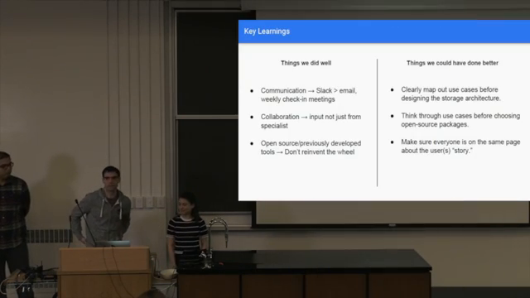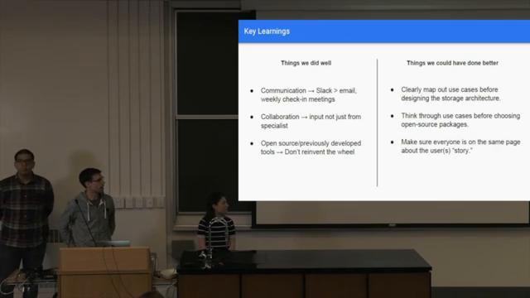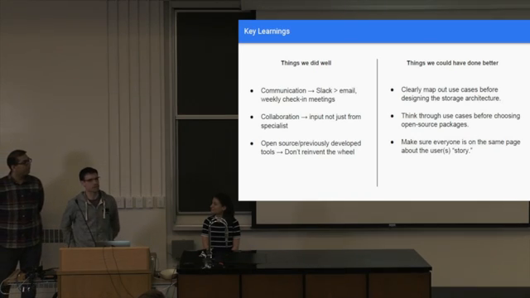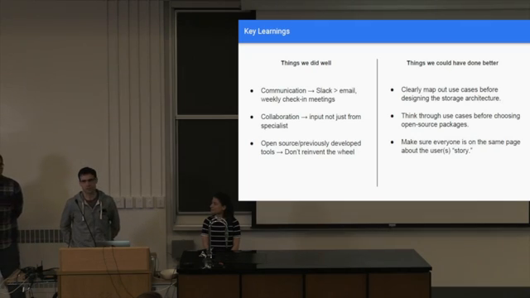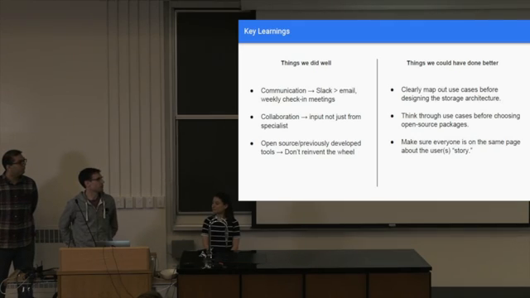Okay, so to talk about some of the key learnings, there were quite a few things I felt we did really well. Communication, to start with: we were sending emails, but that wasn't really the best way to do things. So we used Slack, which is a useful messaging tool, and it helped us to plan our meetings. We scheduled a weekly meeting on Thursday. Also, the collaboration was pretty good between us.